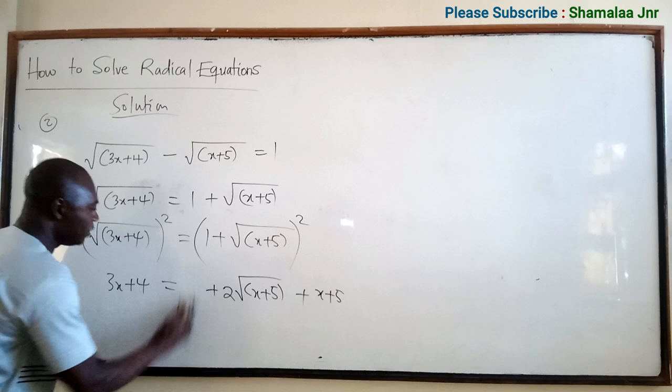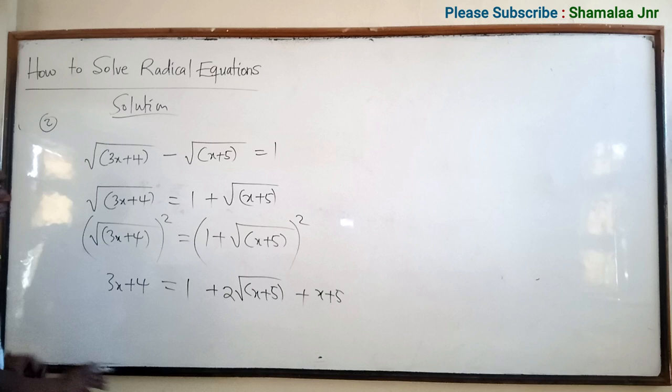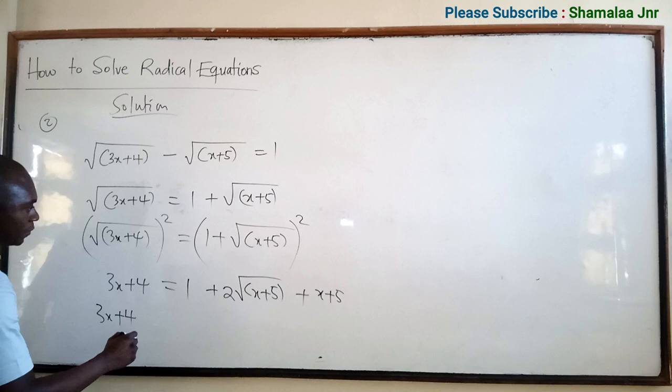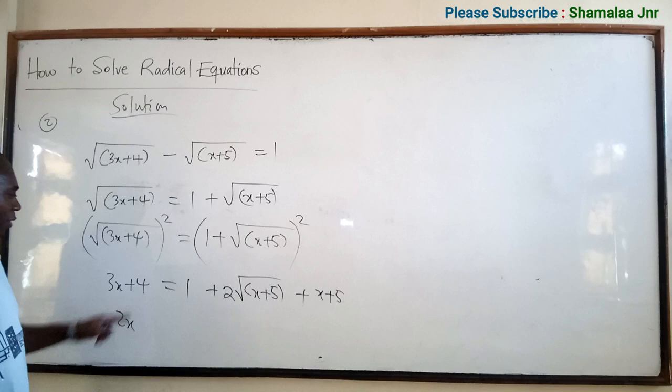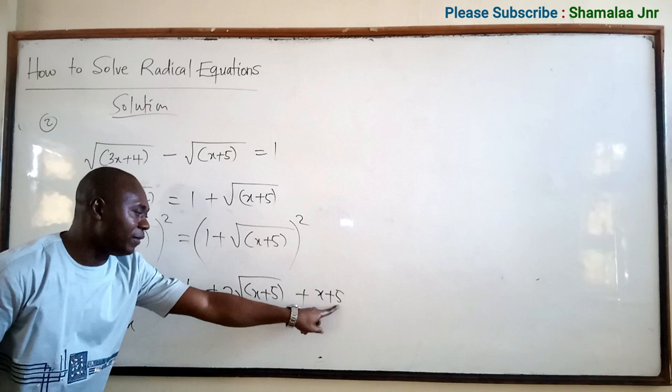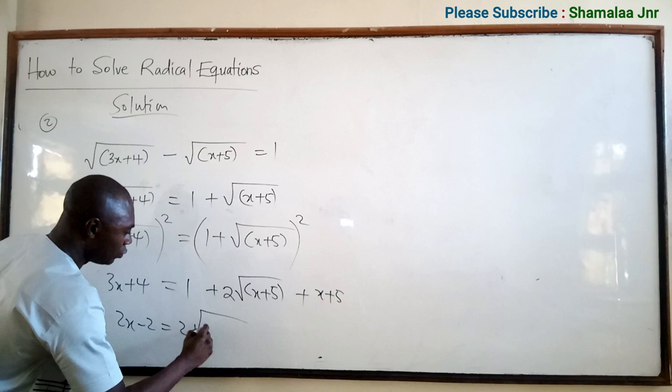Now let's bring all the variables to this side. So this one will be 3x, then when this one comes here, that will be minus x. So that will be 2x. Now 4, when this one crosses, 1 plus 5 is 6. When 6 crosses, it will be negative 6. 4 minus 6 is negative 2. And this is equal to 2 root x plus 5.